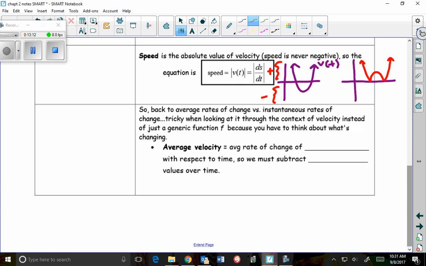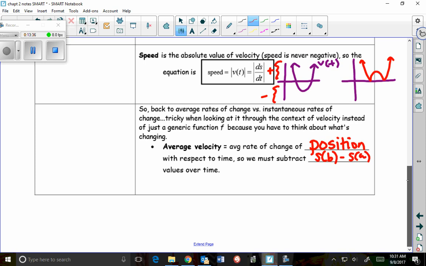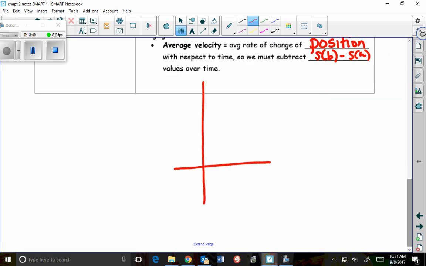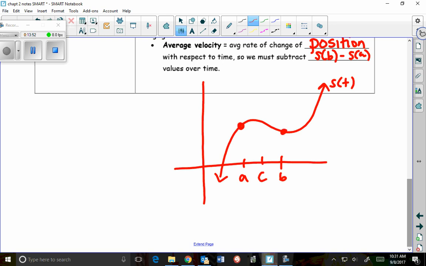So average velocity is the average rate of change of what with respect to time? Of what? Location, or I'm going to use position. So when I do average velocity, I'm going to subtract the position over time. So again, if I had some position function, and let's just say I wanted A to B, and I have some C. We did this a little bit yesterday. We said this slope was the what?